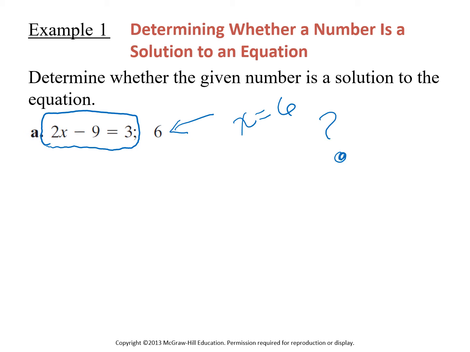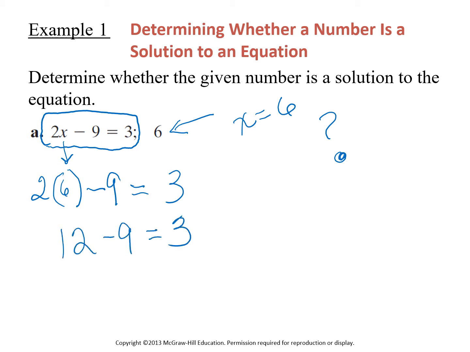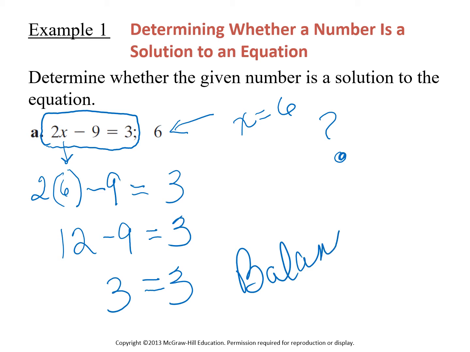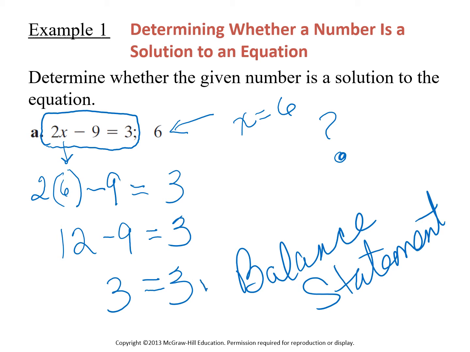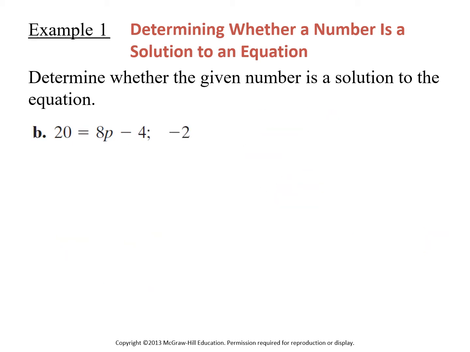So remember that 2x minus 9 means 2 times x minus 9. So I'm going to plug 6 in for x and do 2 times 6 minus 9 to see if that equals 3. Well, 12 minus 9 actually equals 3. And this bottom identity we call a balance statement. And that 3 equals 3 gives us the indication that yes, the solution is x equals 6.